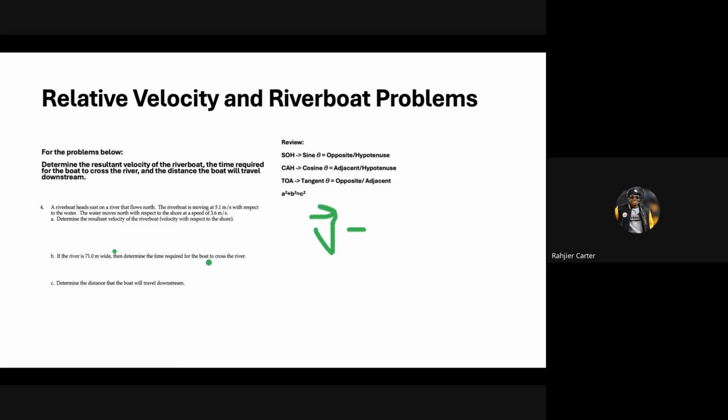Distance over time. Distance, displacement, same difference. Versus change over time. No, you're right. Over time, right?